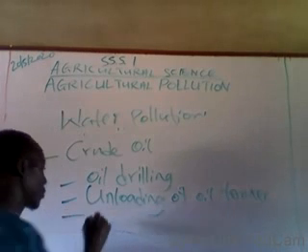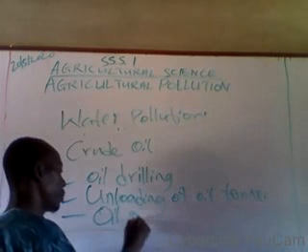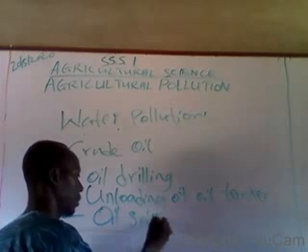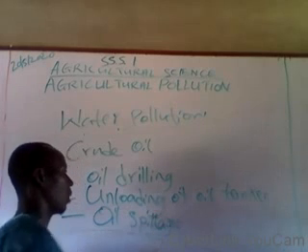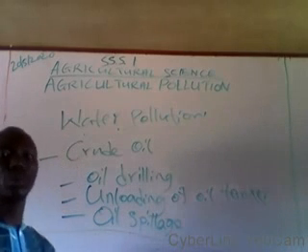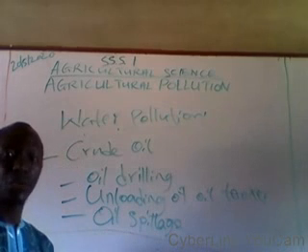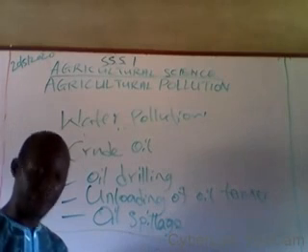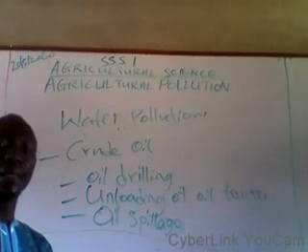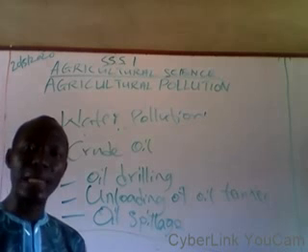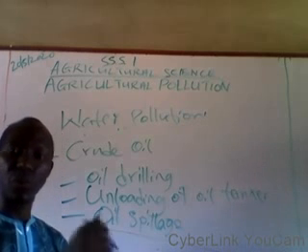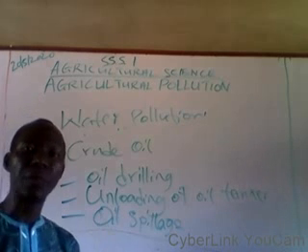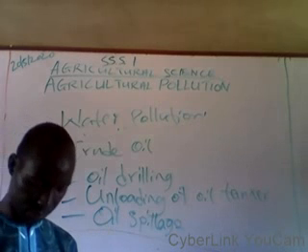Another source is through oil spillage. Through oil spillage, an oil pipe can get broken and leakage will occur. What are their effects? The effect is that they destroy aquatic plants and animals because crude oil contains chemicals.